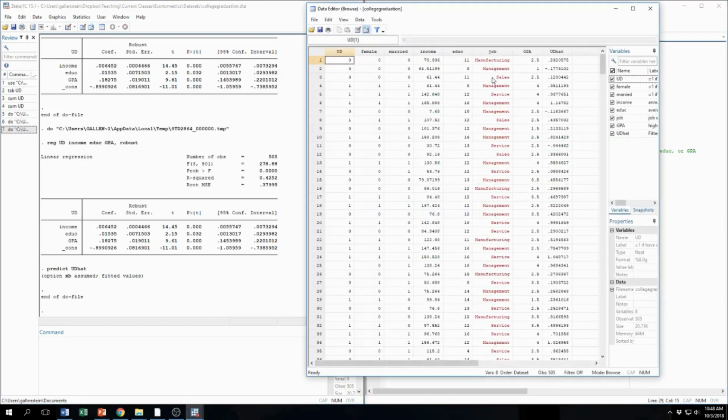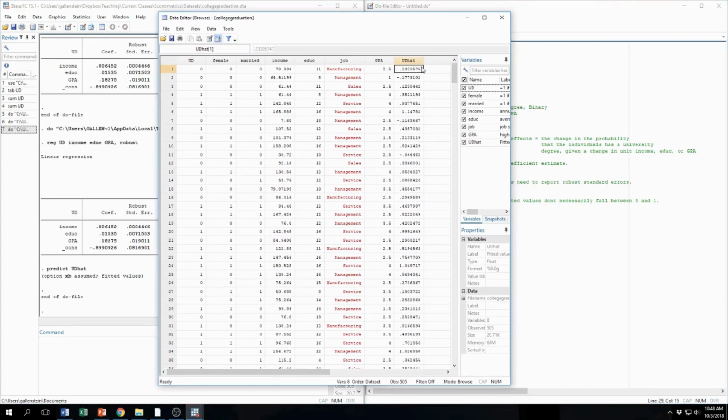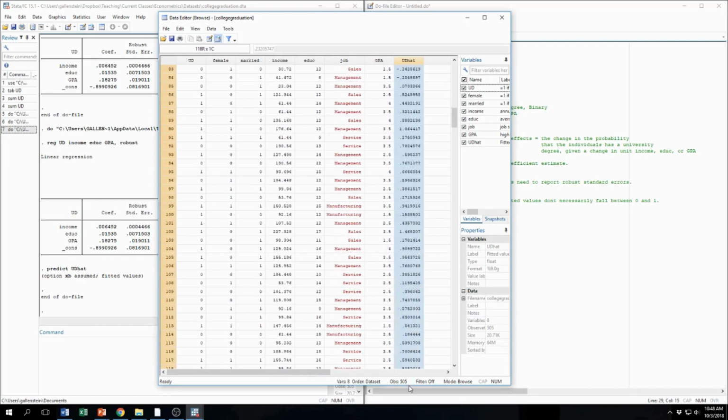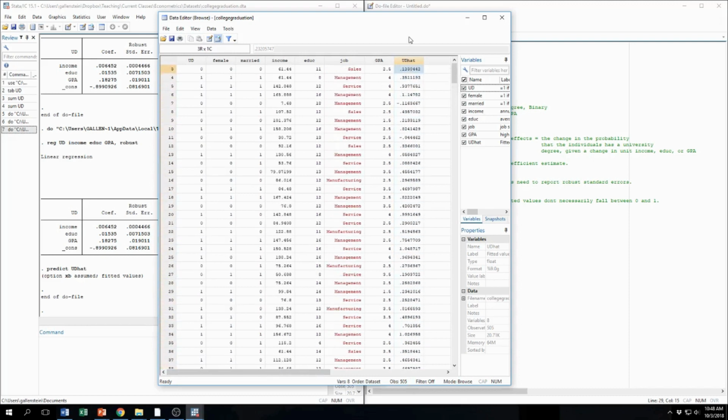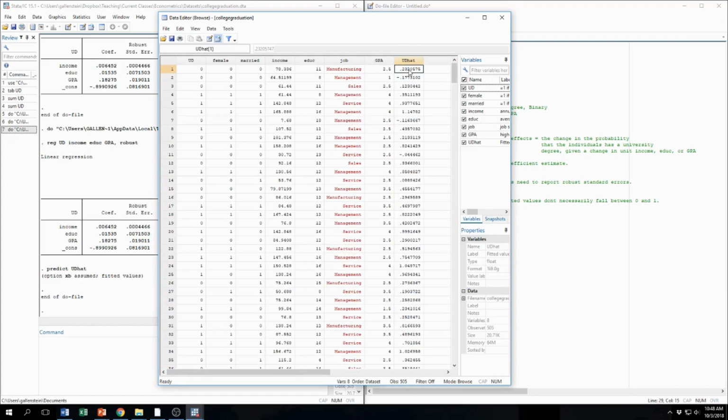And then let's open up our data set and take a look at what it looks like. So here is UD hat. We've just predicted this. We used the coefficient estimates from our regression model, and we generated predicted values. You notice that all of these are in decimal form. These are all probabilities. So the predicted probability that person 1 has a university degree is 23%.